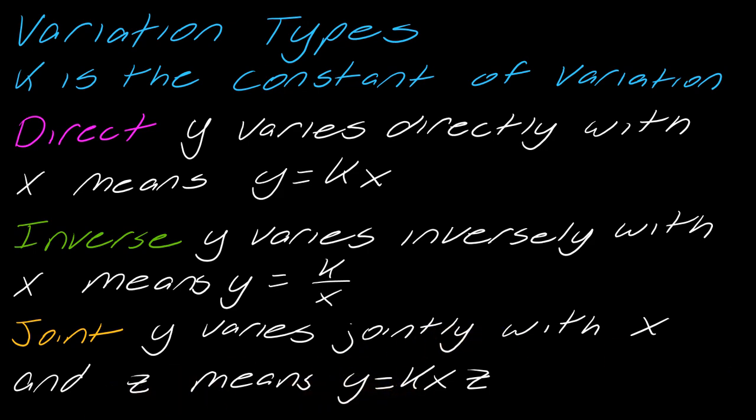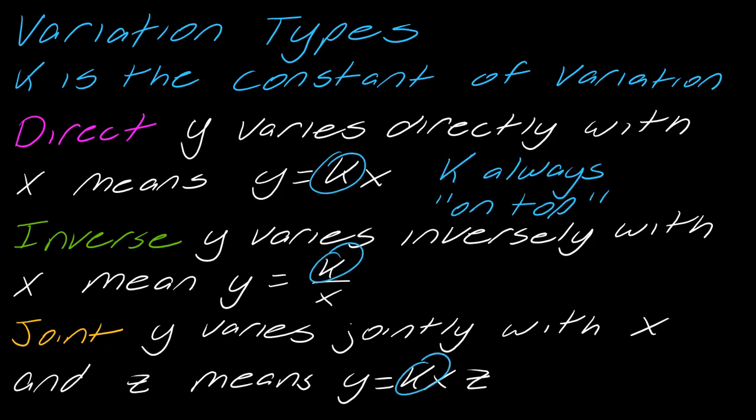So variation is telling you basically an equation type that has a k in it and what to do with the k. A couple of things to point out here. I always say I have the memory of a hamster, and so I'm always like, oh, what if I forget where the k is? The k is always on top of the equation. So kx, k over x, kxz. So k is always there. Variation always has this k.